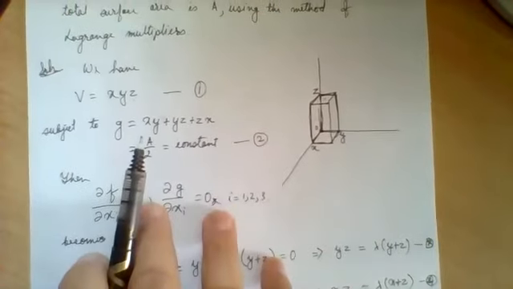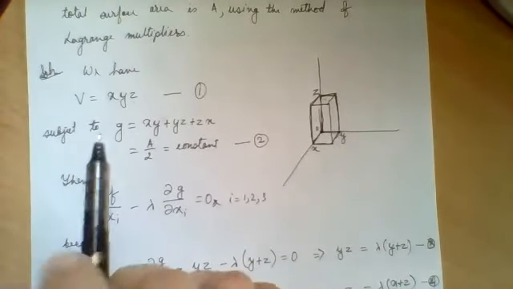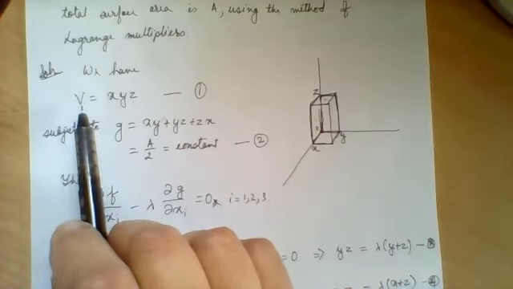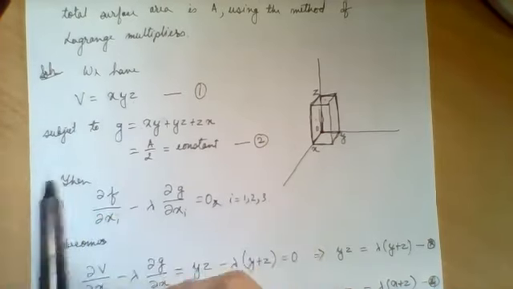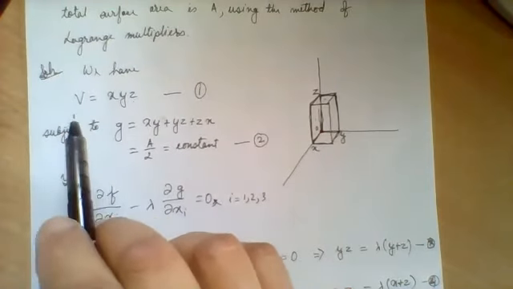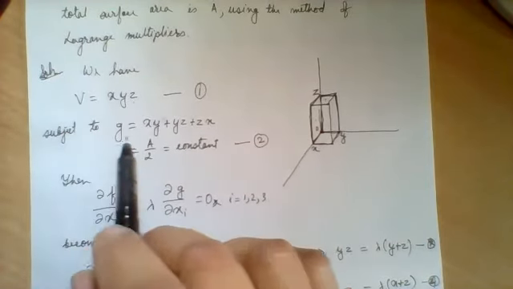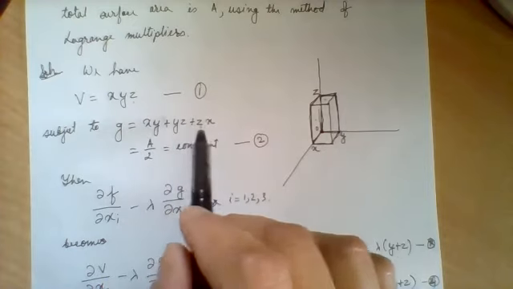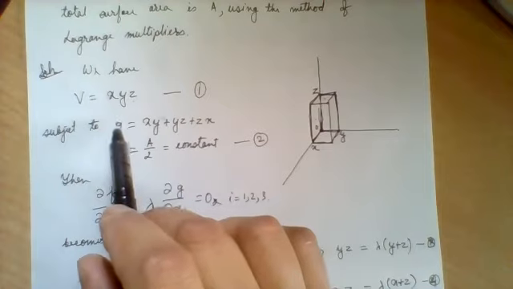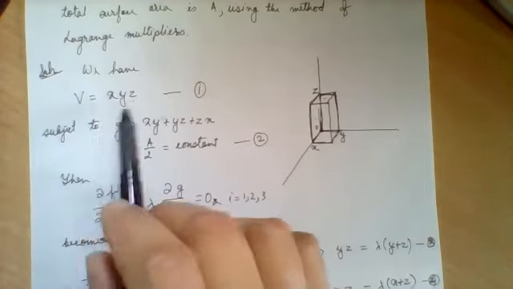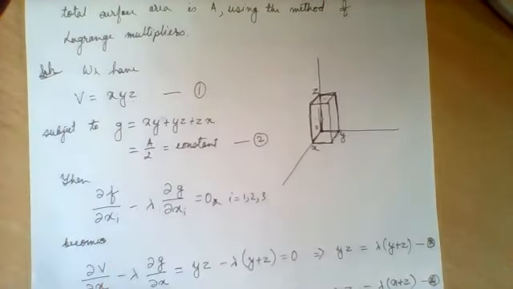So we have the function v equal to xyz, and we have to extremize this function subject to the condition that xy plus yz plus zx is equal to A by 2. This we call g. Extremize this function subject to this condition.